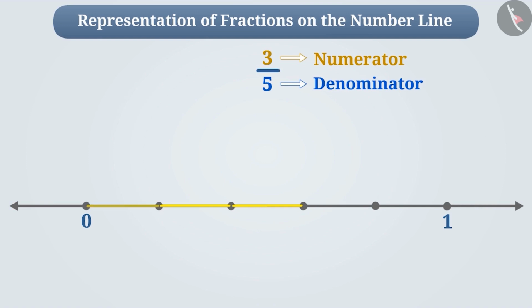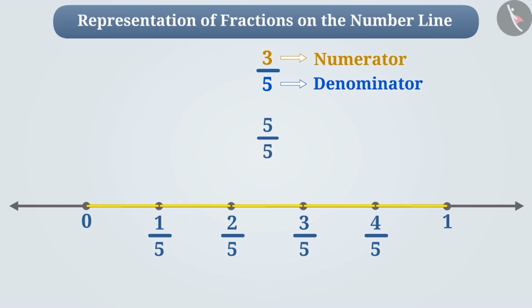That means one part on the number line will be 1/5, 2 parts 2/5, 3 parts will be 3/5, 4 parts 4/5. Similarly, if 5 out of 5 parts are taken, then the fraction will be 5/5. Can you find the position of 5/5 on the number line? Absolutely correct. This will be the position of 1. That is, 5/5 is equal to 1.